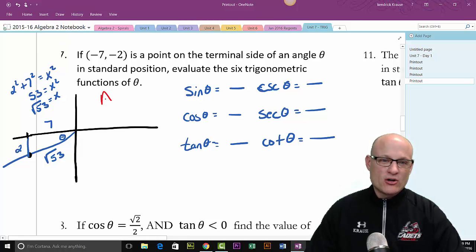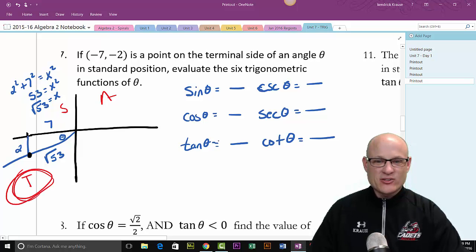Now I'm going to come through and put my signs in. Now wait a second. All students take calculus. Tangent is positive. This is going to be the positive one, and this is going to be the positive one. That means these are negative. Negative, negative, negative, and negative. Right? Because the only thing that's going to be positive down here is cotangent and tangent. All right. Now I'm ready to go.